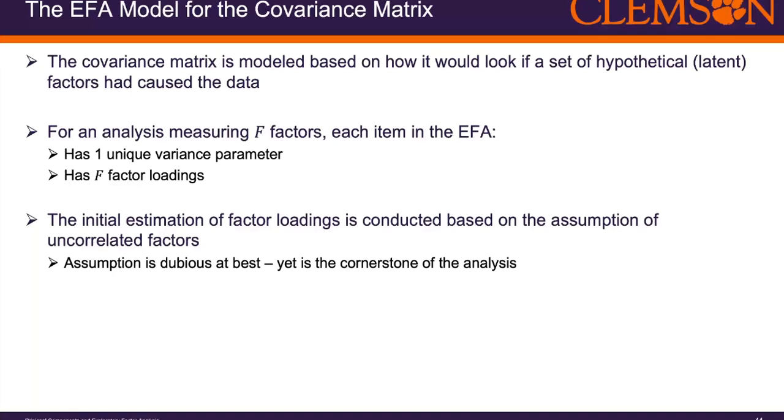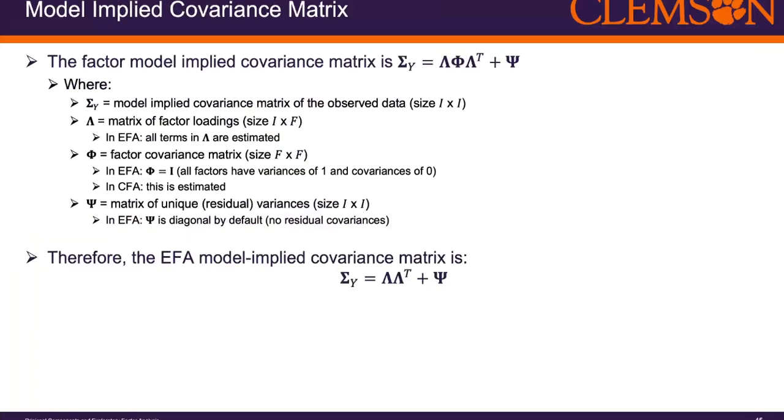The initial estimation of factor loadings is conducted based on the assumption of uncorrelated factors. Now, that is a very big and dubious assumption at best. If you are measuring latent variables that are all from the same person, you would expect those to be somewhat correlated in some sense. And when we do all of that, we can show that the parameters of the factor loadings, unique variances, and factor covariances, again, we don't have any of those, but eventually we will show how to have those, combine to give us the covariance matrix back.